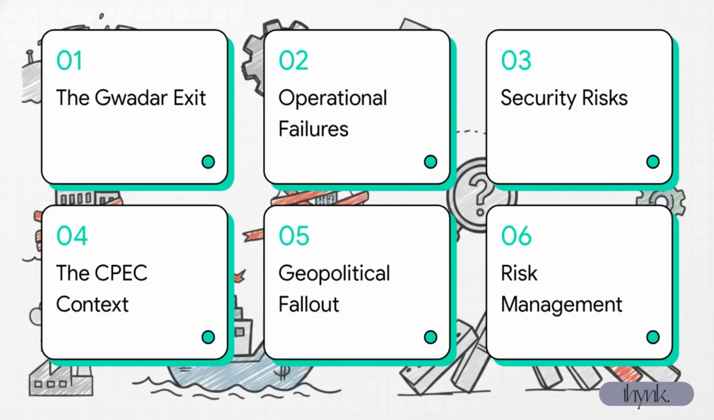Here's our quick roadmap for the case study. We'll start with the Gwadar exit, diagnose the operational failures and security risks, zoom out to the broader setback context, look at the geopolitical fallout, and finally wrap up with some crucial risk management lessons. We are drilling all the way down from micro-level friction to macro-level impact.